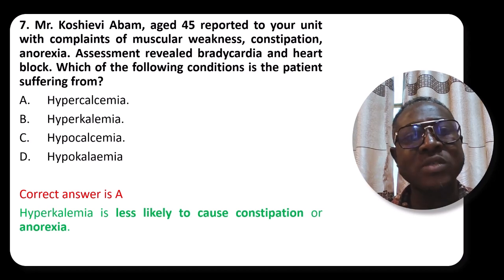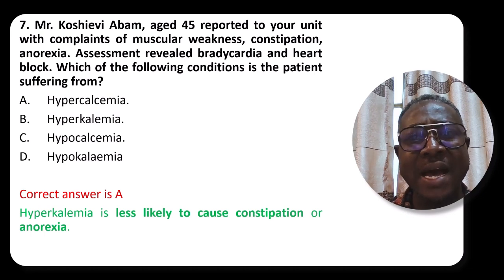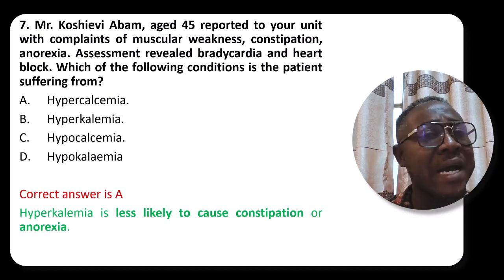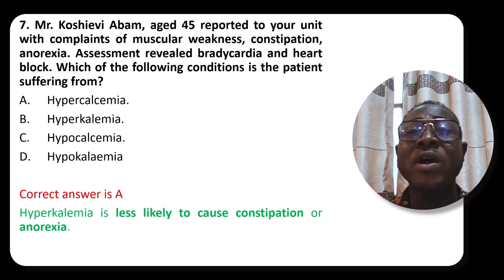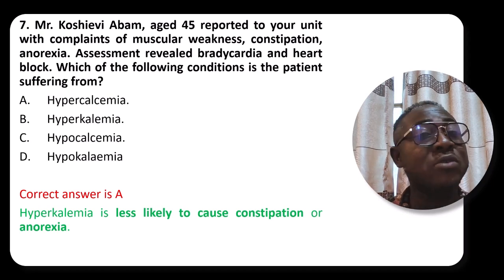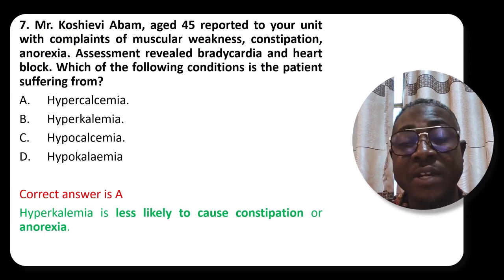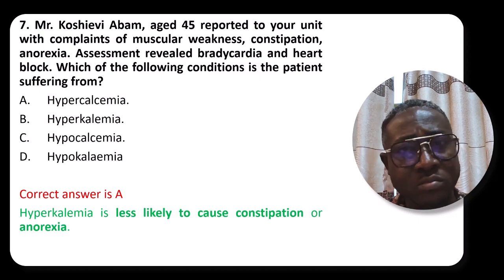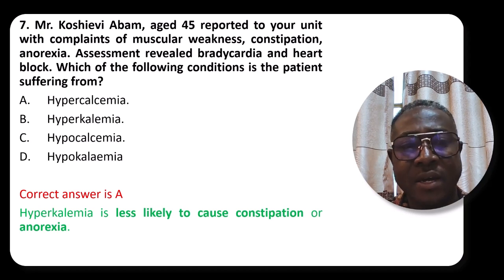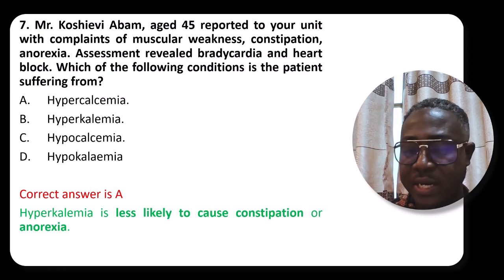Now, why did I choose hypercalcemia? Yes, bradycardia, heart block, and muscle weakness can all be found in hyperkalemia. But one thing we need to understand is that one of the hallmarks of hypercalcemia has to do with constipation. That is why patients with hypertension who take nifedipine are also at risk of this. So it is hypercalcemia. Okay, all right. Then now let's look at the next question.